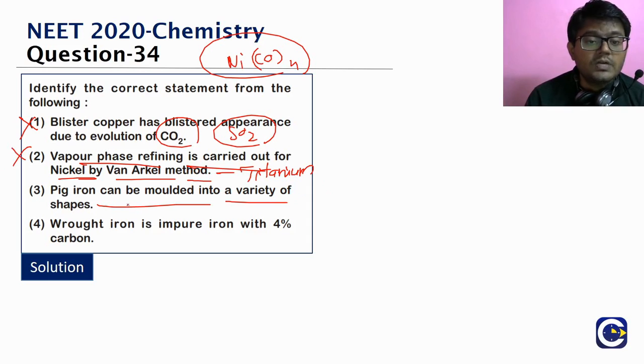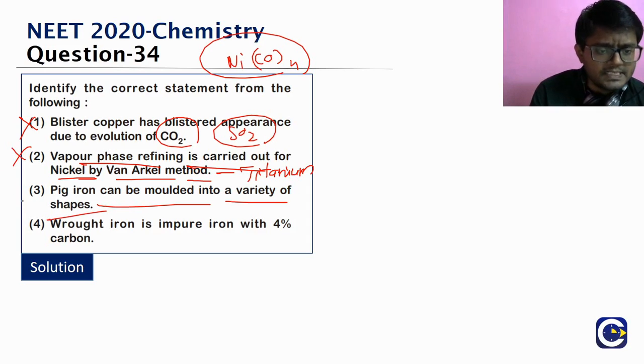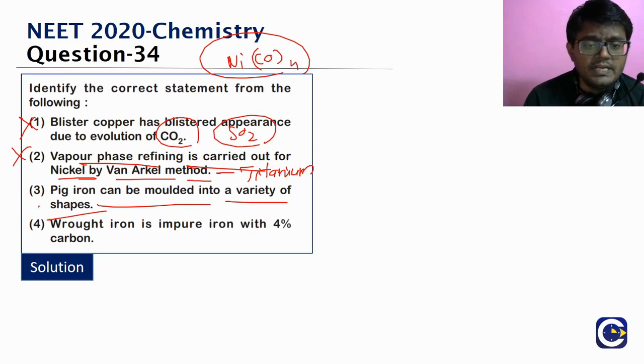Pig iron can be molded into a variety of shapes. Pig iron contains roughly 4% carbon content as an impurity, and it is used for making a variety of shapes and moldings. So this is in fact correct. Option 4 is what?